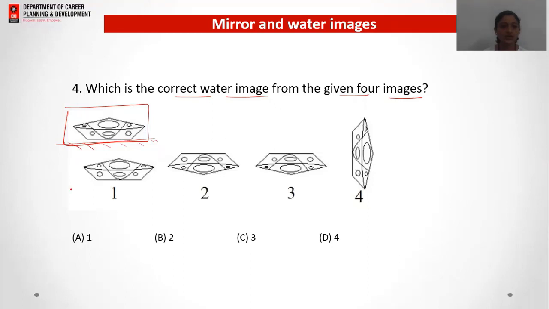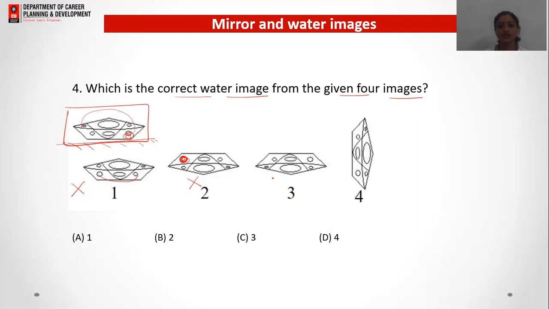So this cannot be the answer because here the left changes to right and right changes to left. This cannot be the water image of the given image. And in the given image, here, the big circle is on the top, but in the actual image, the big circle that is on the right hand side is in the bottom. So this also cannot be the image.